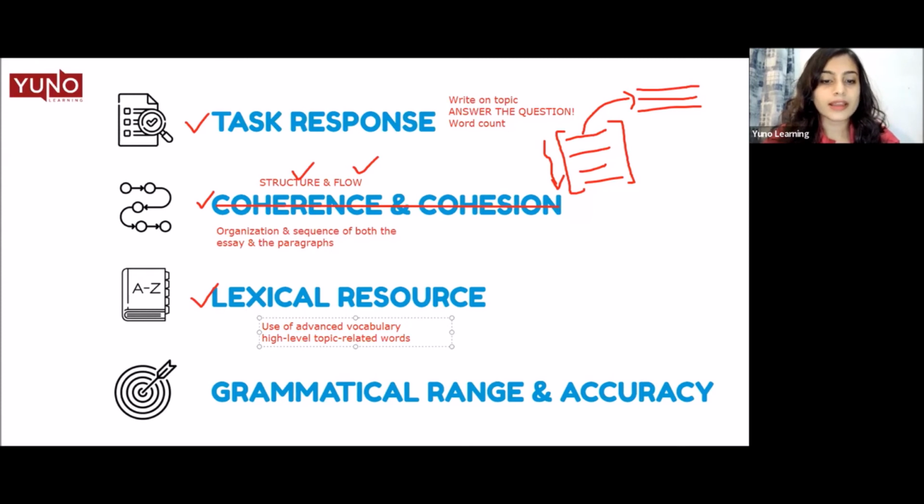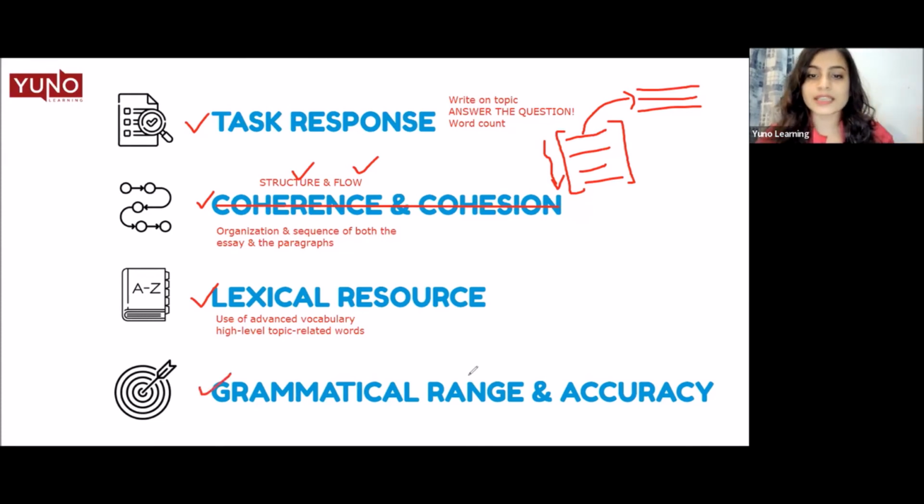All right, and the fourth point is grammatical range and accuracy. So look closely, although it is one parameter, they are talking about two different things. They have grammatical range and grammatical accuracy. So grammatical range refers to the variety of sentence structures you use.